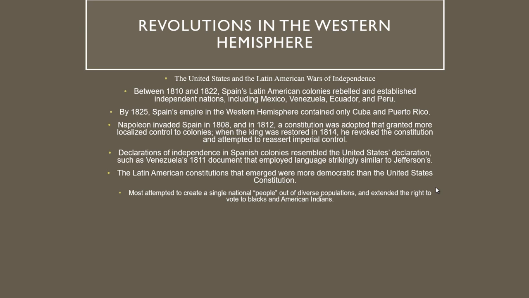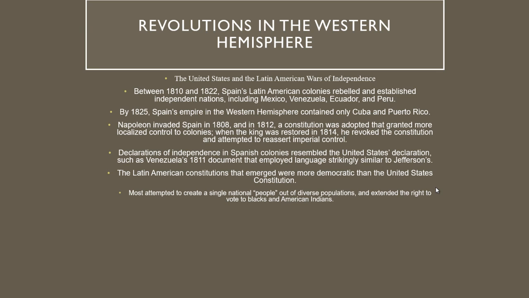Between 1810 and 1822, Spain's Latin American colonies rebelled and established independent nations, including Mexico, Venezuela, Ecuador, and Peru. By 1825, Spain's empire in the Western Hemisphere contained only Cuba and Puerto Rico. Americans sympathized with these Republican revolutions, and the United States was the first to recognize these new governments.